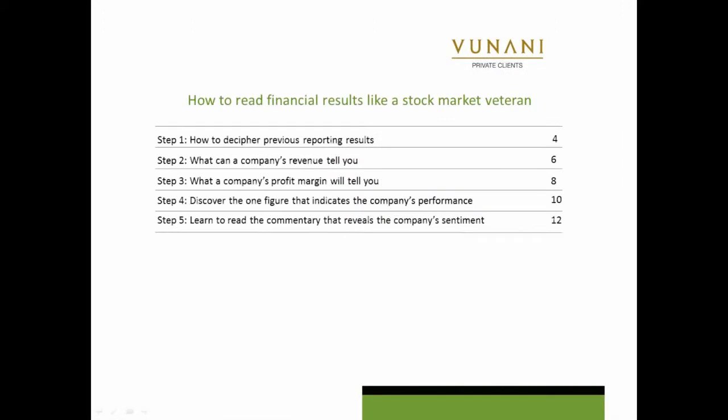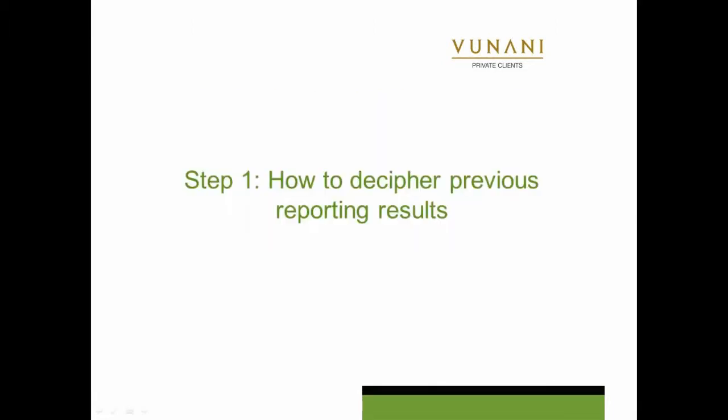So this is basically context. We've segmented this checklist into steps, step 1 to 10 actually. Step 1 is how to decipher previous reporting results. Step 2, what the company revenue tells you, and so forth. But I'll go through the steps individually. So step 1, how to decipher previous reporting results.